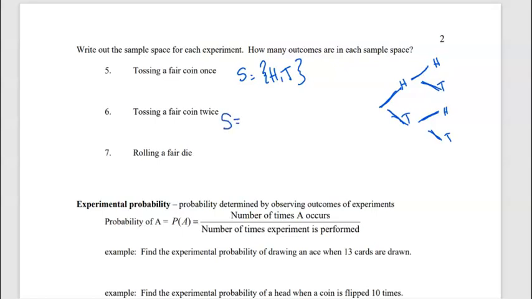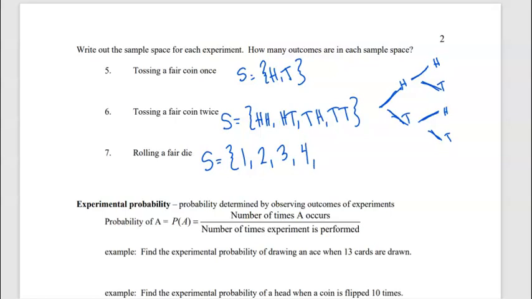And so the sample space for tossing a coin twice is I could get heads, heads, heads, tails, tails, heads, or finally tails, tails. And this has 4 outcomes in this sample space. Now, when we roll a dice, we've already talked about this, the sample space is where you list all of the possible outcomes. You could get a 1, a 2, a 3, a 4, a 5, or a 6 on a standard dice. And so that sample space has 6 outcomes in it.